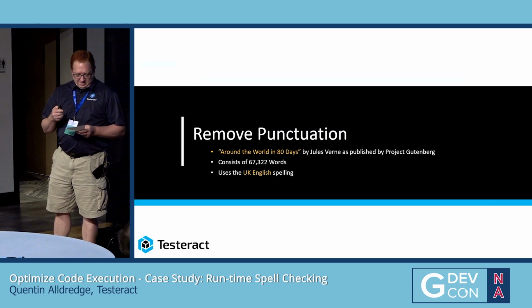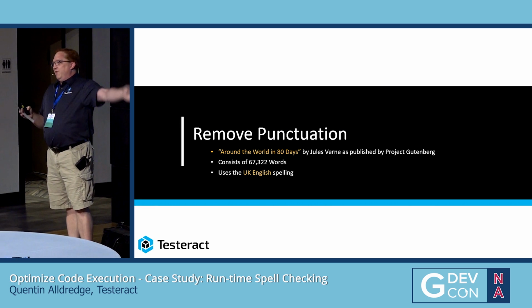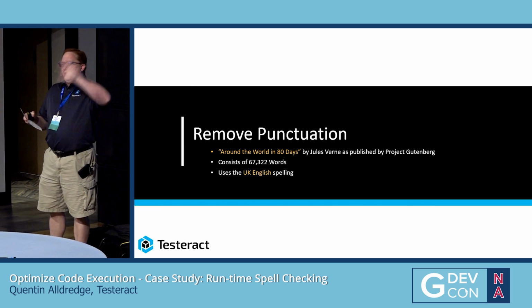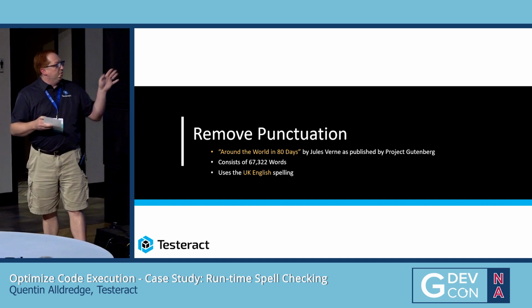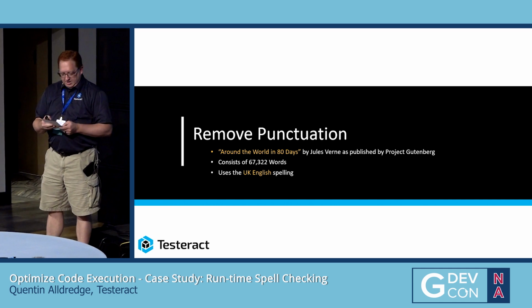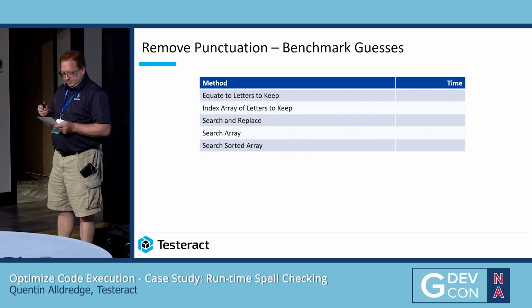Okay, ready for the next one? So now I've got my text, my Around the World in 80 Days. It's got punctuation in it. I don't want the punctuation when I'm starting to split the word up, so I want to remove the punctuation out of it. So I have 5 different ways I did this.